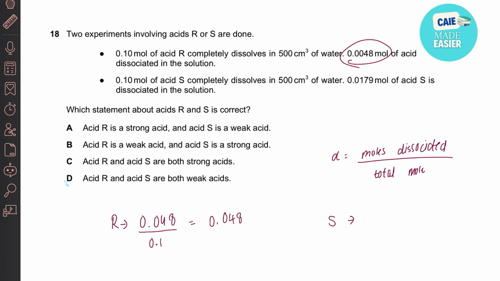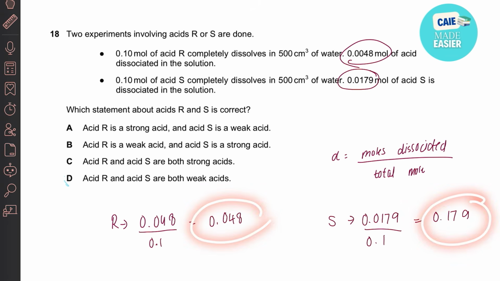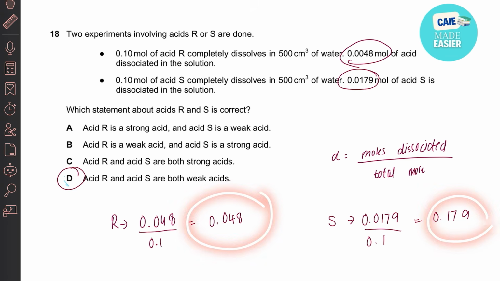On the other side, we have S. For that, it's going to be 0.0179 divided by the total moles, which is 0.1. This is 0.179. So if you notice, since these are much smaller than 1, they are both weak acids. Therefore, the answer is going to be D. If this number was 1, that would be considered a strong acid, but this is not the case here.